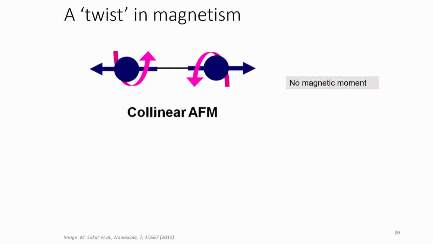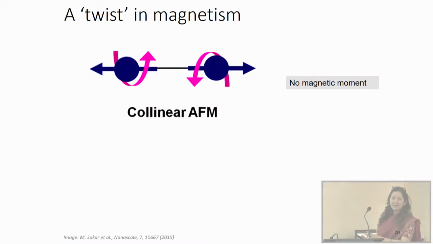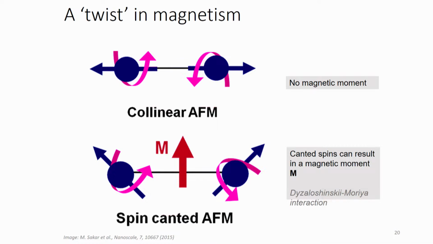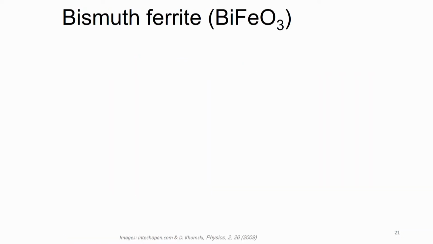So let's see. If it is collinear, there is no magnetic moment, right. If it is anti-parallel spins, where two electrons are anti-parallelly aligned, then you cannot have one. But what if they are canted? If they are canted, you get some resultant magnetization, because they are not completely cancelling each other here. So canted spin can result in a magnetic moment, okay.